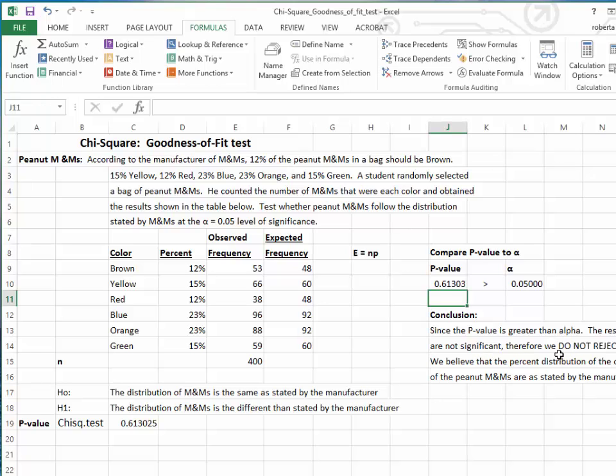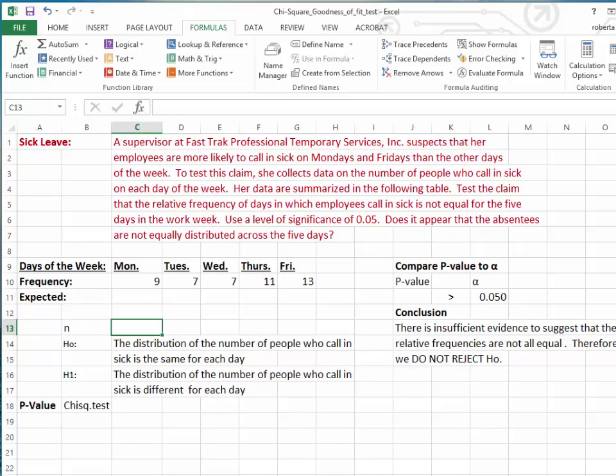Therefore, we do not reject the null hypothesis, and we believe that the percent distribution of the color of peanut M&Ms is approximately the same as that stated by the manufacturer. We're going to go to a second question. This time we don't have any percentages to start with.